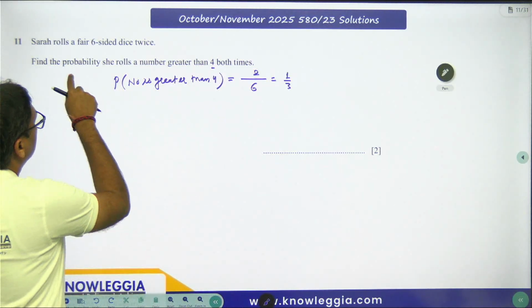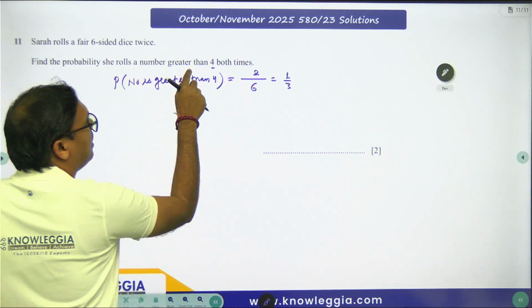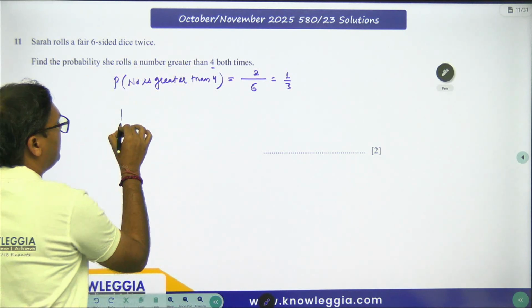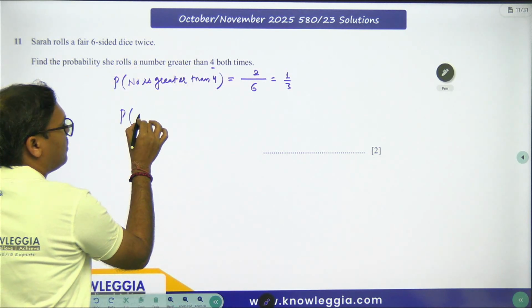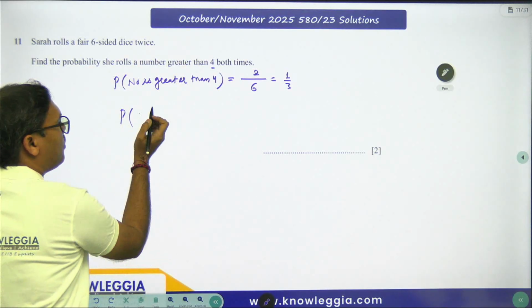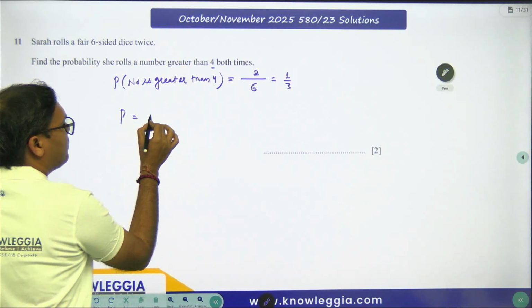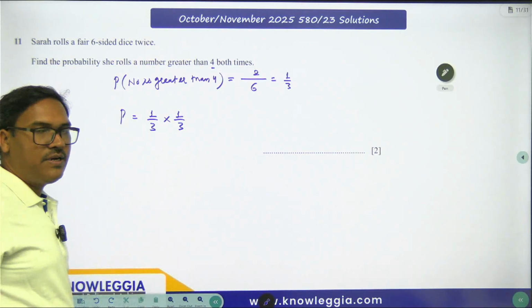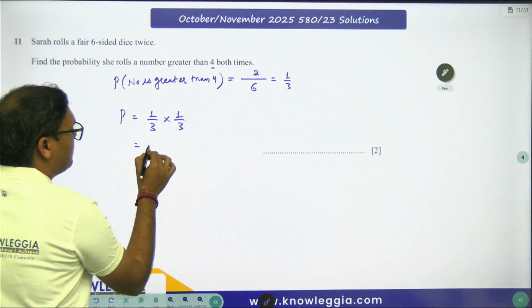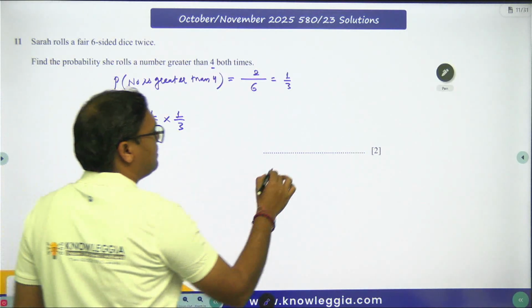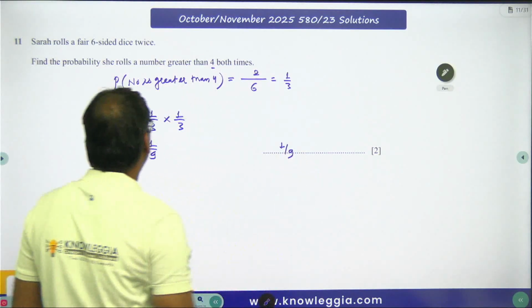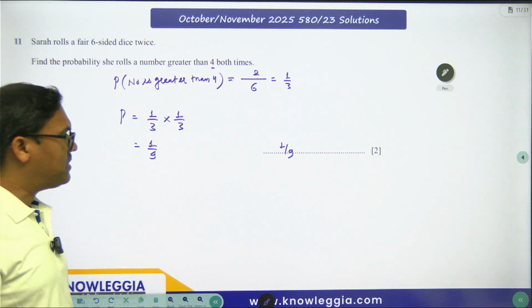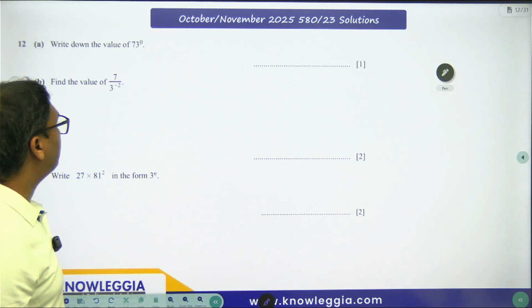Now, she is throwing the dice how many times? 2 times. So what is the probability that the number is greater than 4 and greater than 4? The probability will be equal to the first throw, which is 1 by 3, and the second throw is also 1 by 3. Because they are independent, we can multiply. So the probability is 1 by 9. So 1 by 9 is the correct answer for this question. Very easy question. Next question.